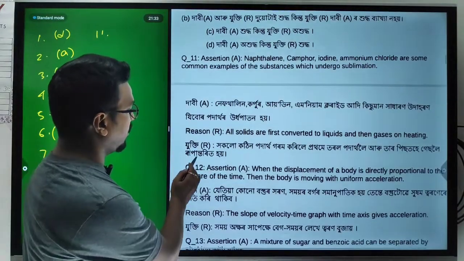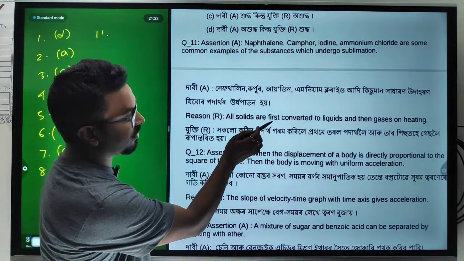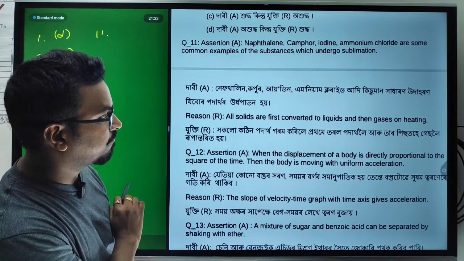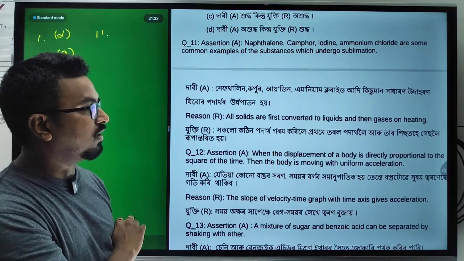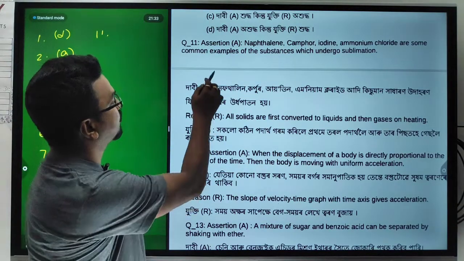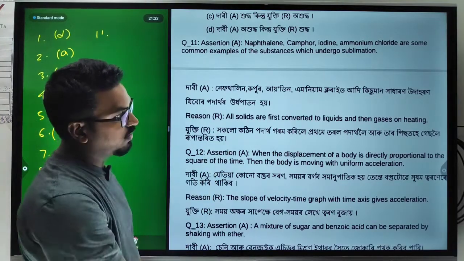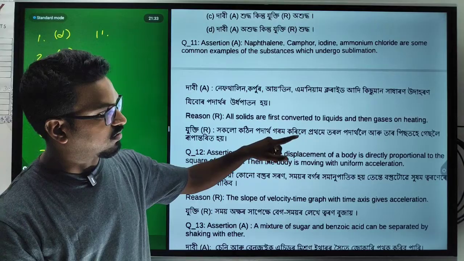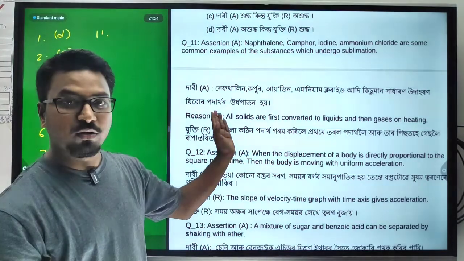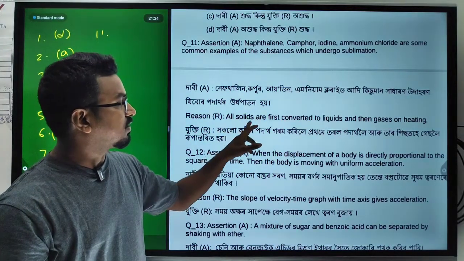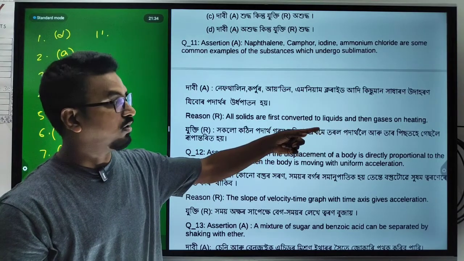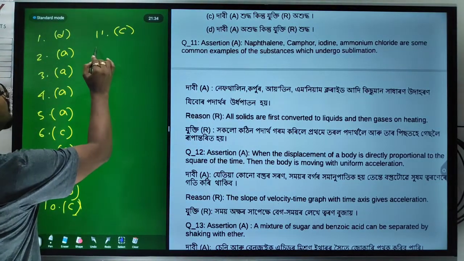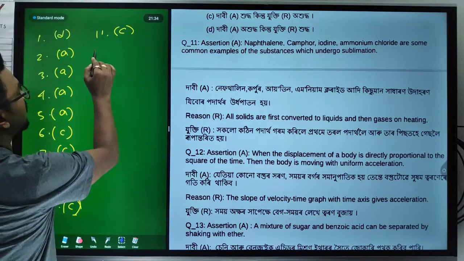Fine. Next we have reason. All solids are first converted to liquid and then gases on heating. Is it correct? Sublimation is solid directly converting to gas. But here it says all solids are first converted to liquid and then gases on heating. It is incorrect. So the option will be Option C, because the first statement is true and the second statement is false.